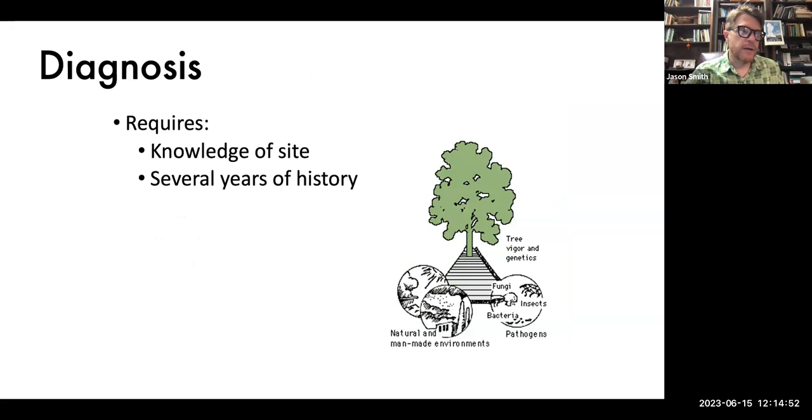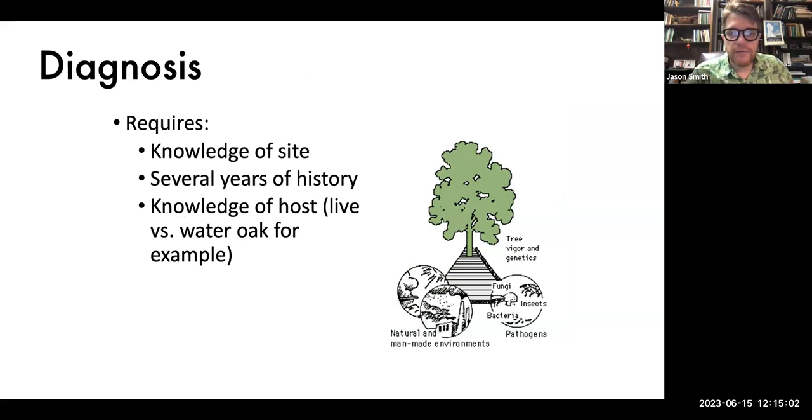So diagnosis in trees requires knowledge of the site, and that includes not just the species, but what those species that you're looking at would require, or what kinds of conditions they're going to want in terms of healthy growth. Several years of history. We want to know what happened 5 years ago, not just what happened within the last 6 months. If you're looking at a tree that can live to be 100+ years old, knowing what happened 5 years ago or 10 years ago is very important.